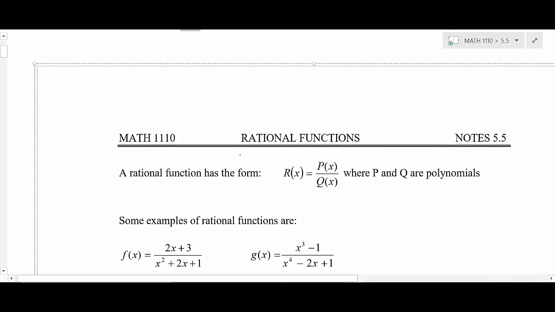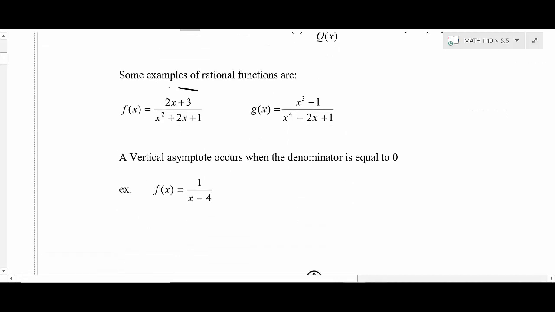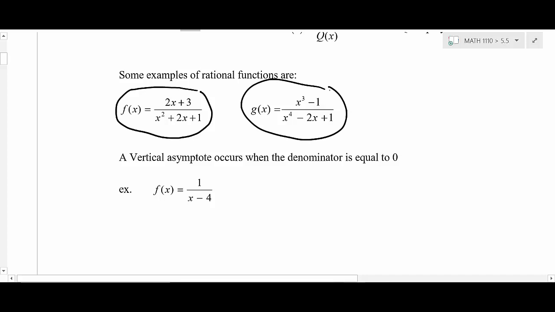So what we're working on is rational functions. Rational functions are ratios of polynomials. So the numerator is a polynomial, the denominator is a polynomial. A vertical asymptote occurs when the, and really it's good to write this on here, I should have put this on here, when the reduced form, the denominator is equal to 0.